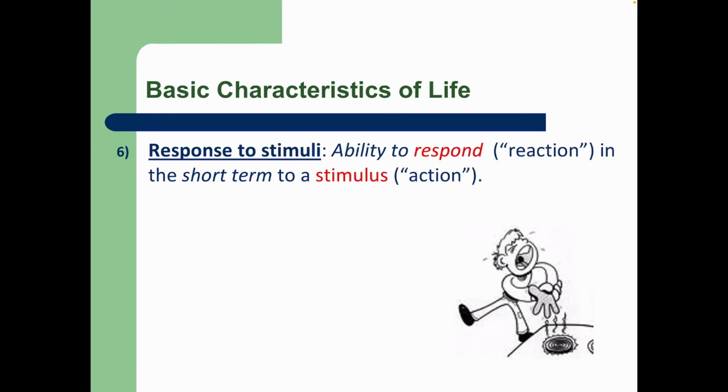So next we have responsive stimuli, which is our ability to respond, i.e. reaction, in the short term to a stimulus. So action. Again, essentially that the thing is alive. We're able to react to our environments and we're basically able to adapt on the fly.